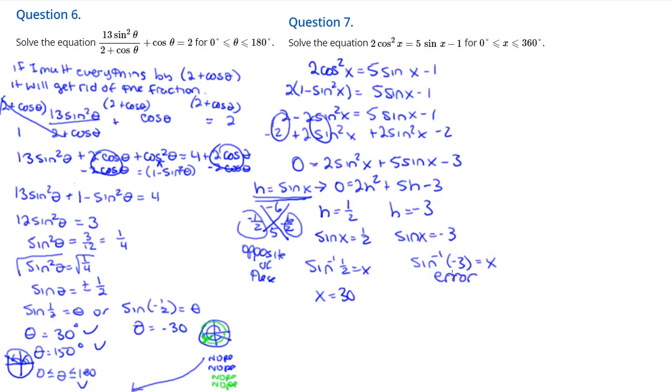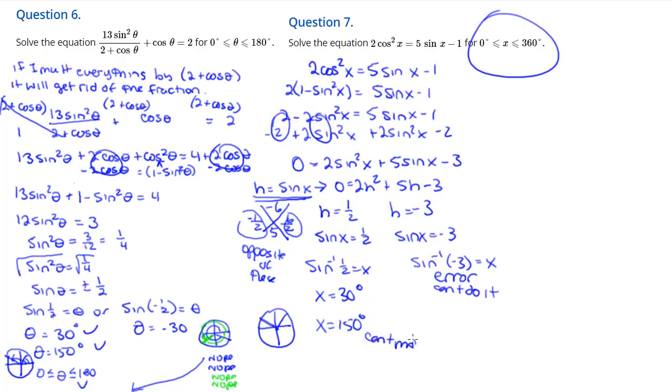If I do this one, I'm going to get an error. That's not going to work, not possible. So all I've got to worry about are these two answers, which again are going to be 30 and 150. I double check the range. I'm within the range. I'm feeling good. I can't make any more angles by adding 360 or taking them away. So I'm all good to go. Thanks for watching. Hope that helped.